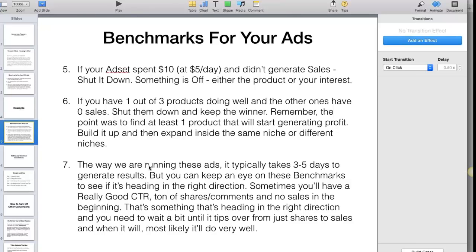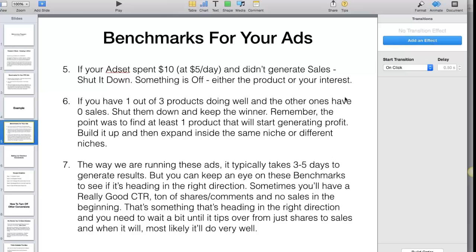Okay, so another key benchmark for your ads. If your ad set spent, and I alluded to this before, let's say $10 on a $5 a day ad that you set up, and it didn't generate sales, shut it down. Something is off, either the product or your interest. But don't keep burning money. Don't keep going and spending money. It's about minimizing your losses and maximizing your wins.